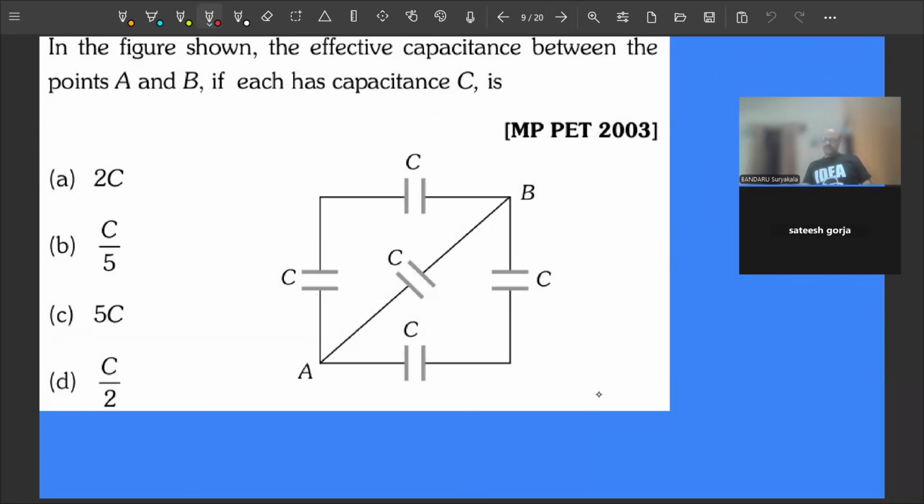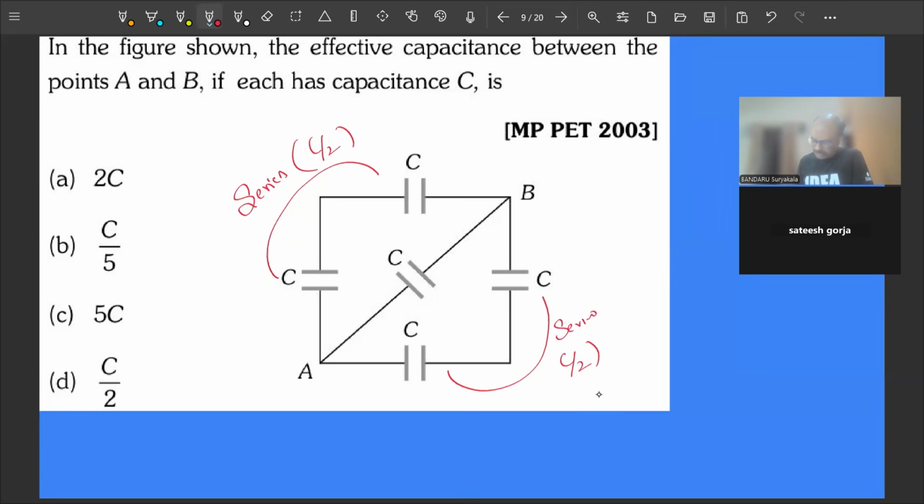Now see the equivalent capacitance or effective capacitance between A and B if all are having the same. Between A and B they are here. So these two are connected in series. Series means it becomes C by 2. These two are connected in series. These two becomes C by 2.